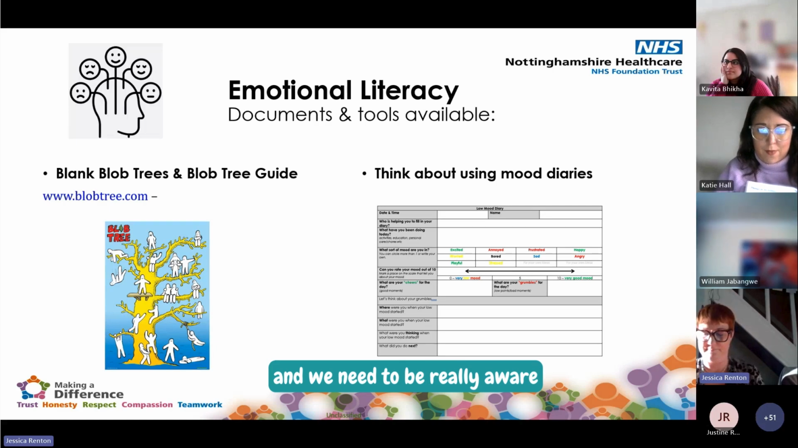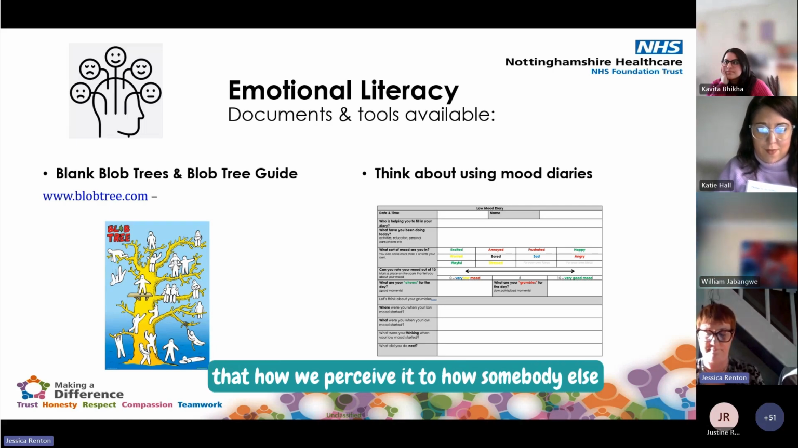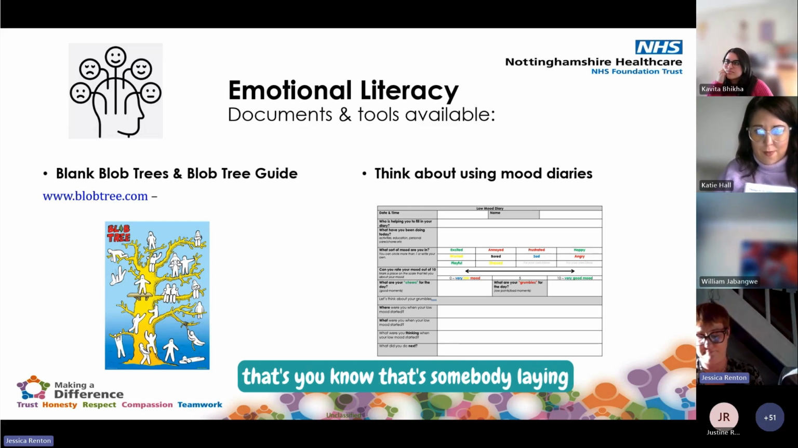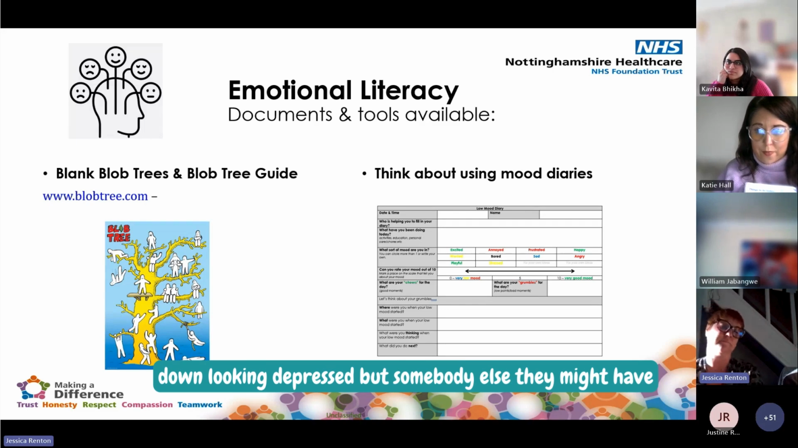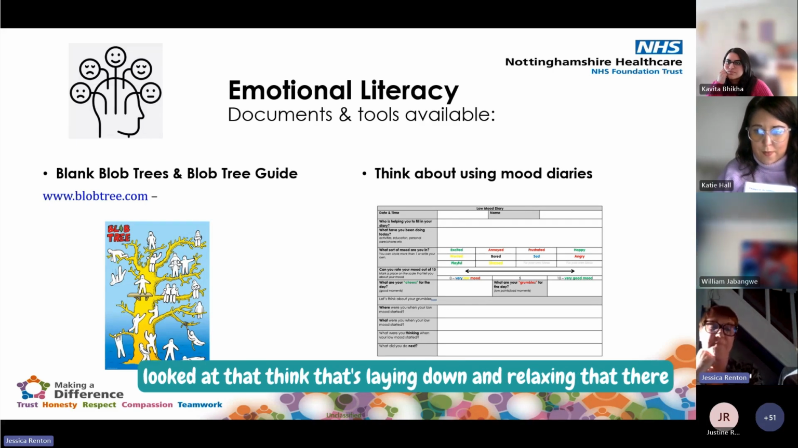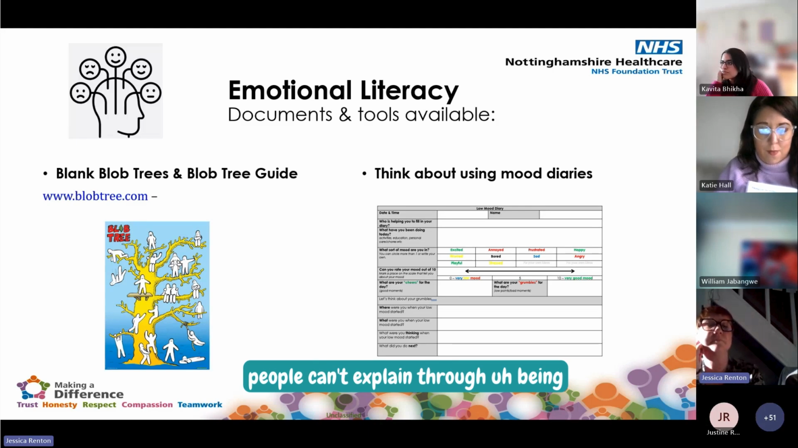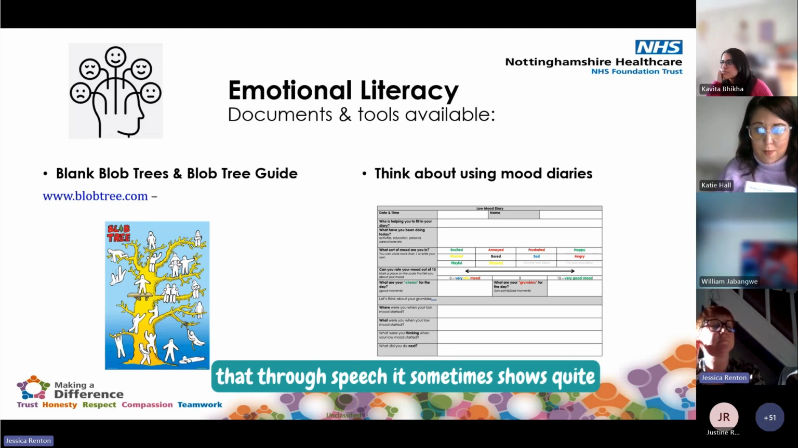And we need to be really aware that how we perceive it and how somebody else perceives it can be very different. We could look at one of the little blobs and think, oh, that's somebody lying down looking depressed. But somebody else might look at that and think that's someone lying down and relaxing. There is no right or wrong to it, but it does help sometimes when people can't explain through speech.